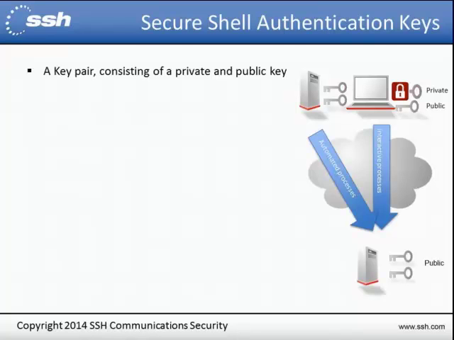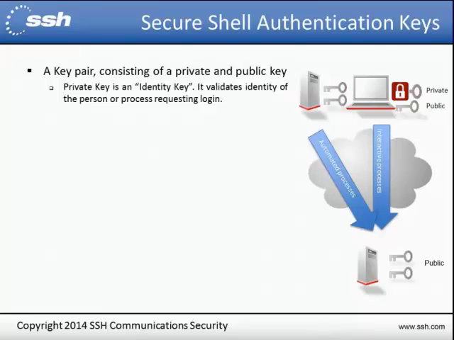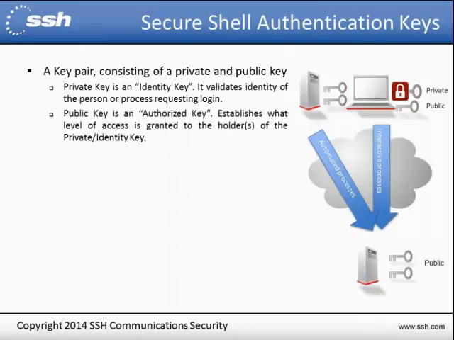Let's take a little closer look at the Secure Shell authentication keys themselves. Secure Shell authentication keys consist of a key pair. It's a basic asymmetric encryption, and so one side is the private key and the other side is the public key. And the private key can also be referred to as the identity key, and it validates the identity of the person or process requesting a login. So that can be a machine-to-machine process that needs access to a remote system, or a systems administrator needing to gain access to an account on a server. They may need root account access, or they may need access into a service account, for example.